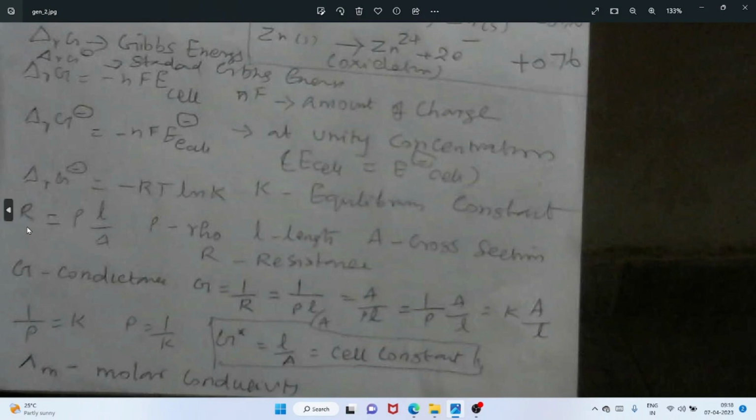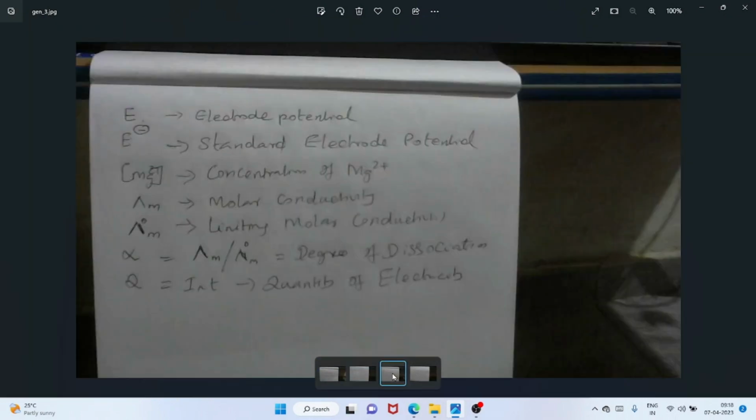Okay. Resistance equals rho L by A, where L is the length and A is the area. This is resistance. The inverse of the resistance is the conductance. Here G star is the cell constant. Then there are the electrode potential, the standard electrode potential, which refers to the concentration, the molar conductivity, the limiting molar conductivity, and the degree of dissociation, which is the molar conductivity divided by the limiting molar conductivity. This is the quantity of electricity, current into time.